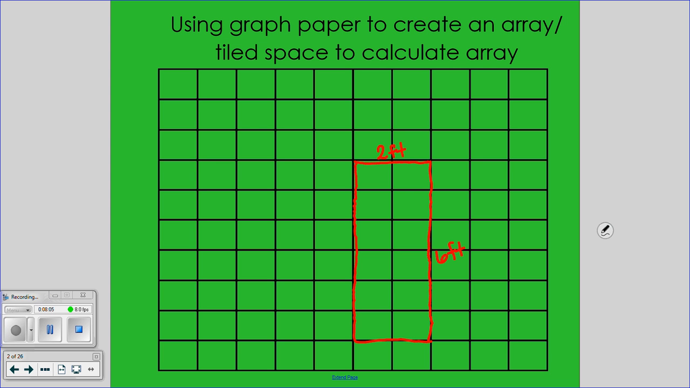What kind of equation can I use besides counting to figure out my total area? I think we've gotten away from repeated addition. I don't think we need to write a repeated addition equation.